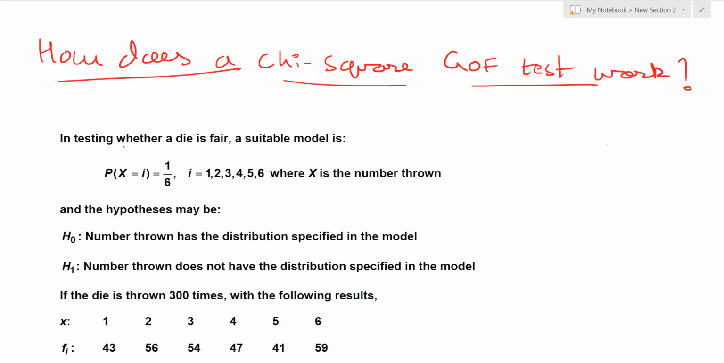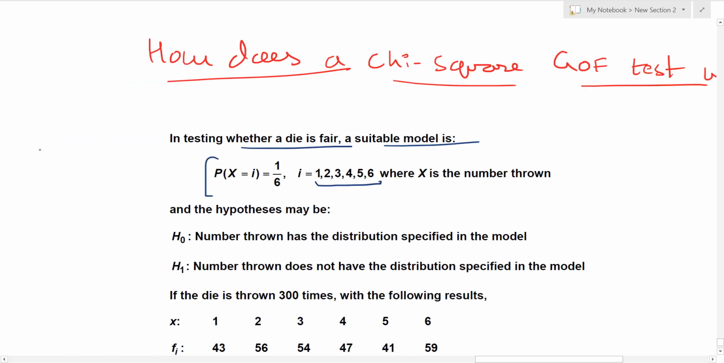In testing whether a die is fair, the suitable model is the probability that x is equal to i is 1 by 6, where i goes from 1 to 6. This is a very simple model. This is basically a discrete uniform distribution that a die usually follows: there are 6 outcomes, 1 to 6, and if it is a fair die, all the outcomes have equal probabilities, that is 1 by 6, 1 by 6, and so on, where x is the number thrown.